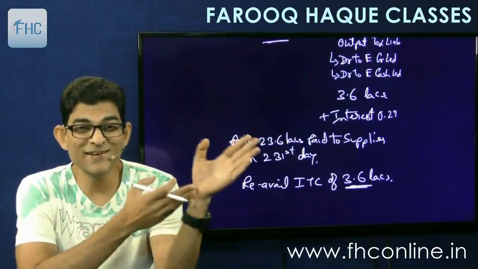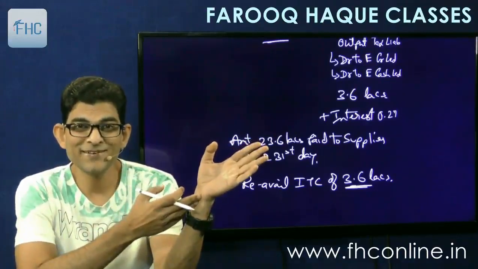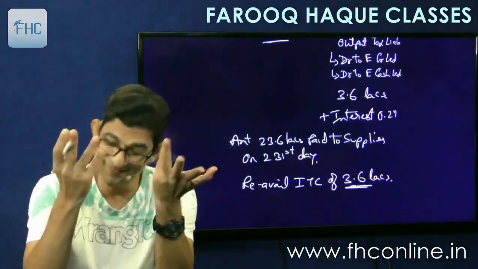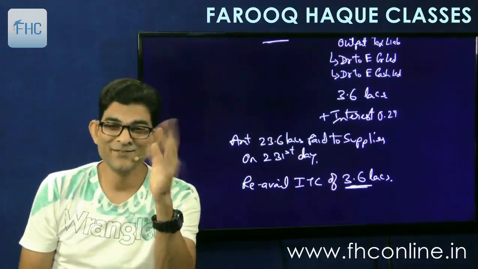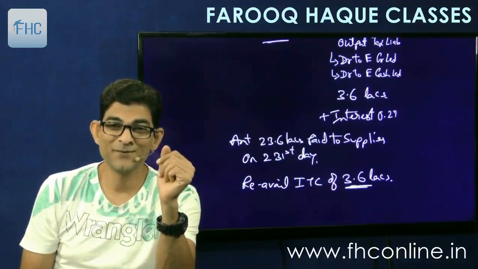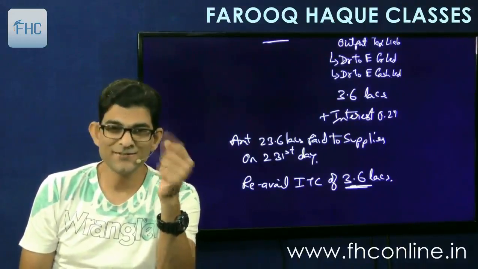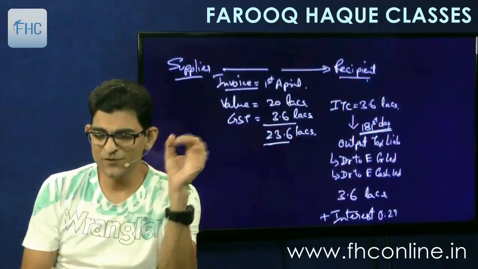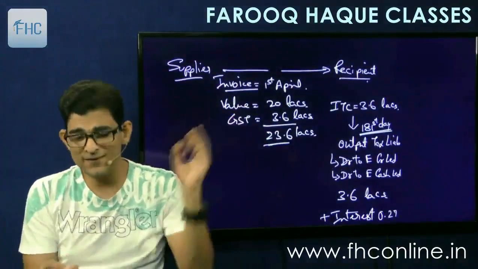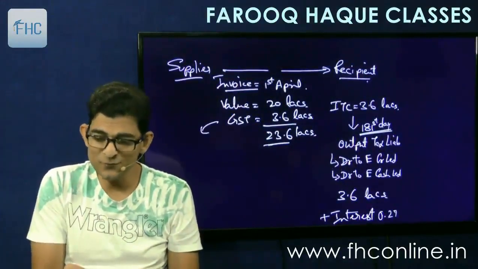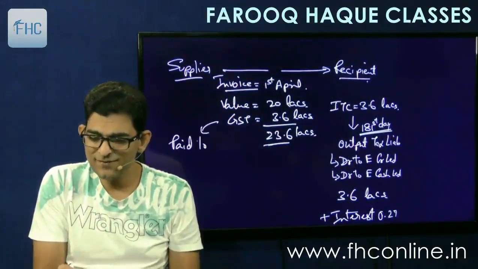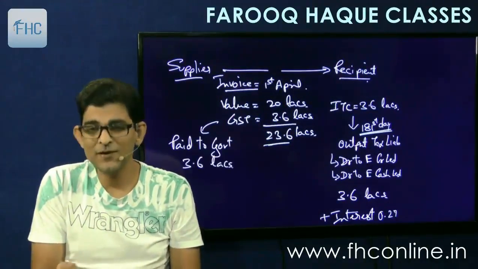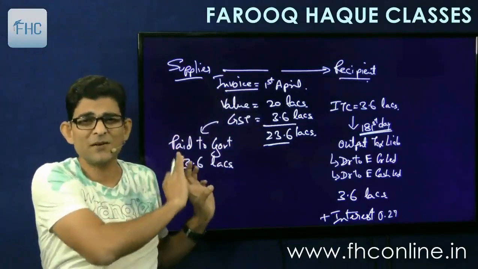So on making a delayed payment to my supplier, the interest is earned by the government. Very funny law. Interest is claimed by the government. Now just tell me, has the government lost any money? No, because this poor guy, the supplier, has already paid this 3.6 lakhs to the government. So government has already got its money, 3.6 lakhs.